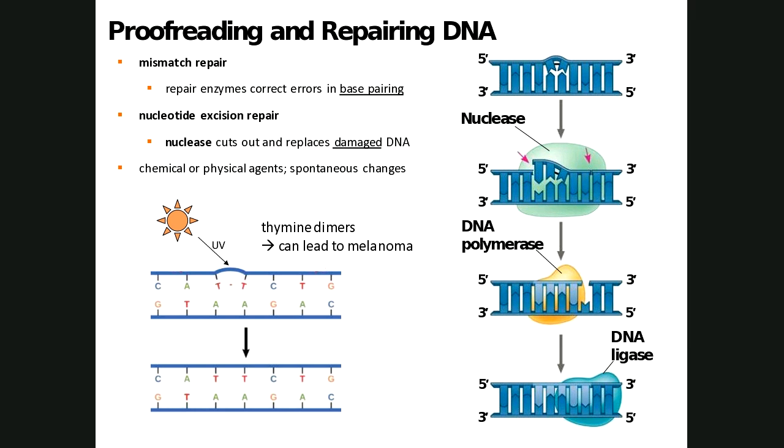Now, if a thymine dimer were to happen in that part of your DNA that's not red, then it's no big deal. But if it's a part of the DNA that is red, that is going to be a big deal. And laying out in the sun, you don't necessarily know when or how that's going to happen.